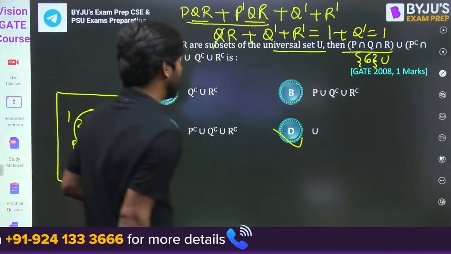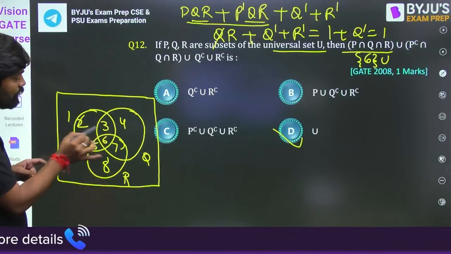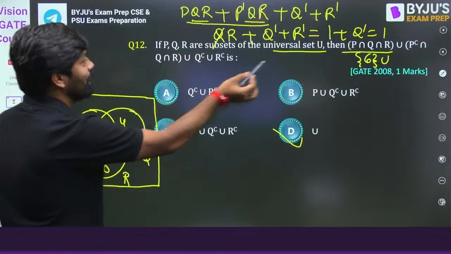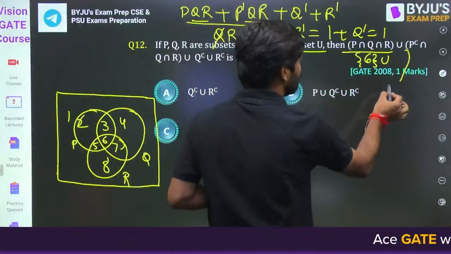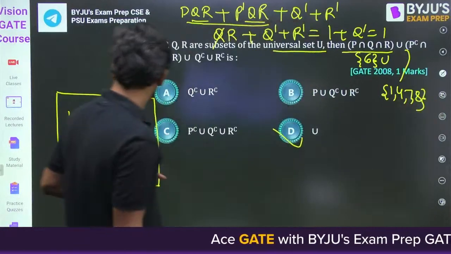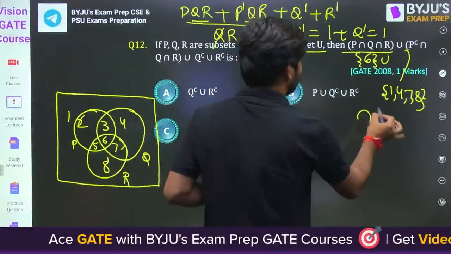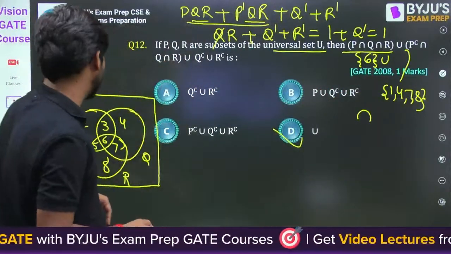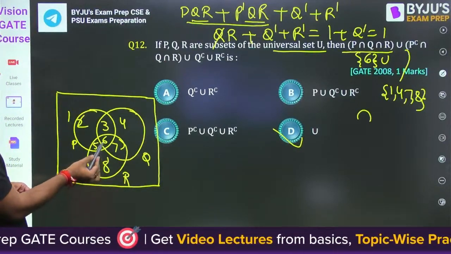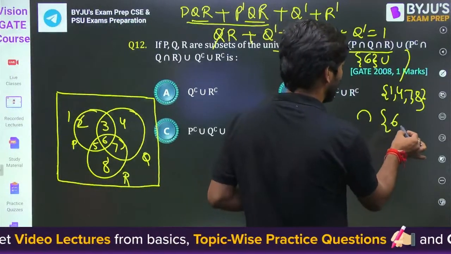Union. What we have, P complement. P complement means 1, 4, 7, 8. This is nothing but P complement. Intersection. What we have, Q intersection R. So what is common between Q and R? If you see clearly, common is nothing but 6 and 7. Am I right? 6 and 7.